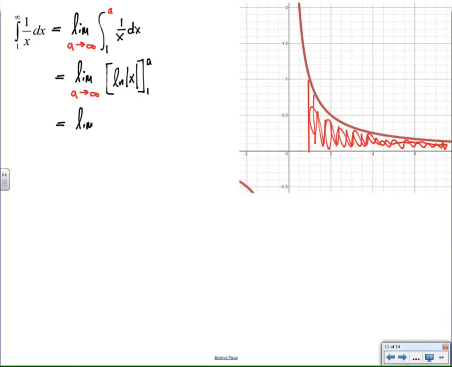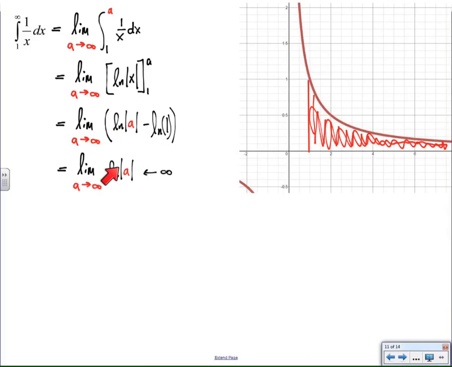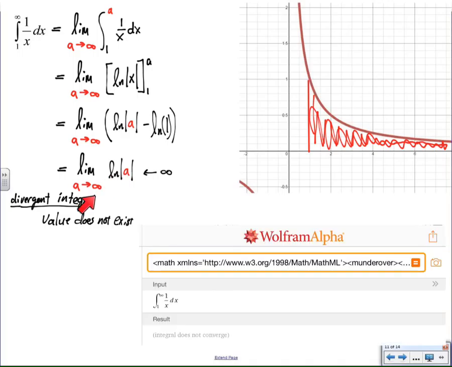When I integrate, however, and then I take the limit, I see that I did not get a function that is bounded. Basically, if I let a approach infinity, the natural log of a also approaches infinity. It'll just take a little longer, but it'll get there. So, this is a divergent integral, and the integral does not exist. So where 1 over x squared has a finite area underneath the curve, 1 over x itself does not. And that is verified by Wolfram Alpha saying, integral does not exist.